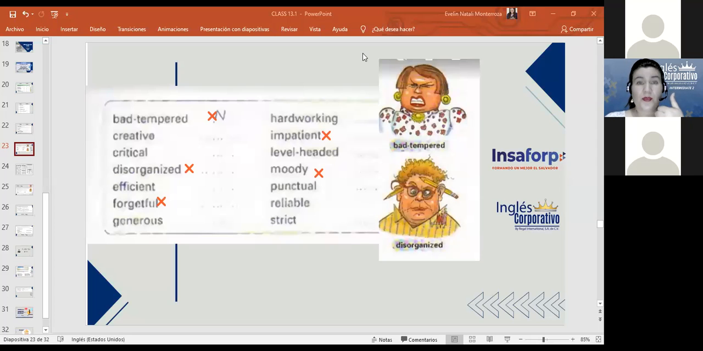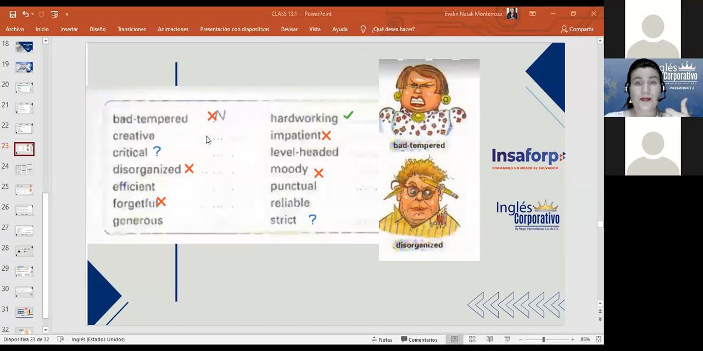Critical. Positive? Oh, critical, right? Well, critical, it's kind of good and bad because in some cases it's good to be critical. So it can be neutral. Eso lo podemos dejar en neutral. And strict, I think it's neutral. Hardworking. Hardworking, it's positive. Good.